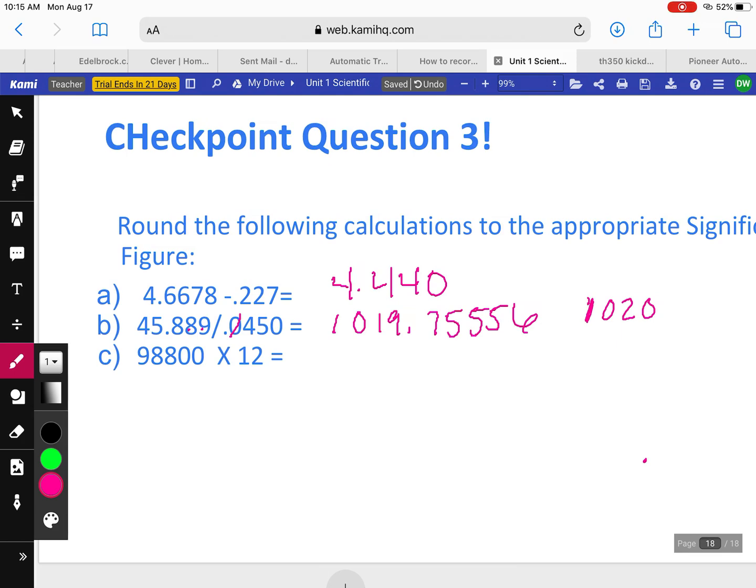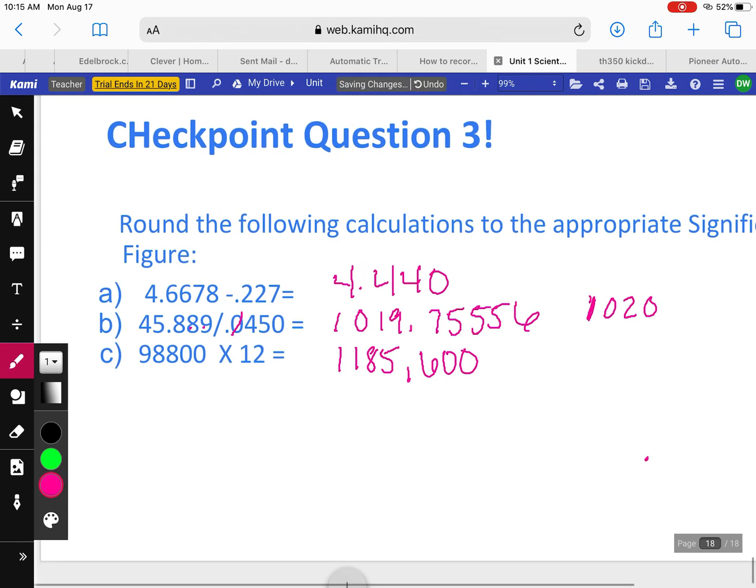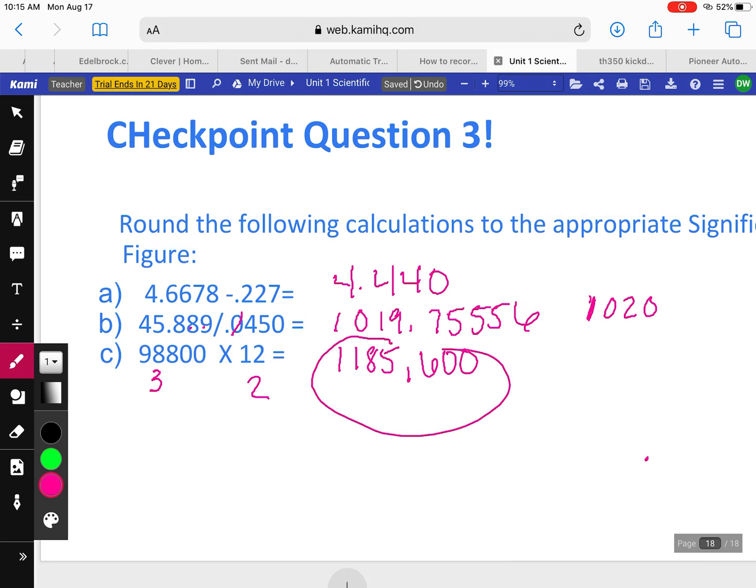So we have 98800 times 12. So we're going to end up with 1185600. All right, so notice this one has 3. There is no decimal point. This one has 2. We are going to round to 2 significant figures. Okay? So now, we don't usually think about rounding numbers that don't have decimals, but in this particular circumstance, we need to. We actually need to round right here because we only want 2 significant figures.